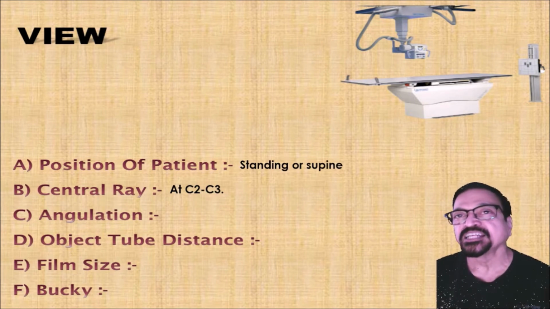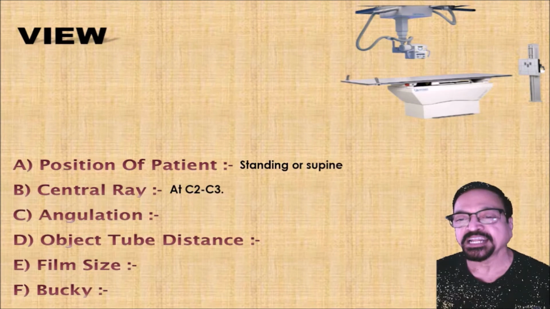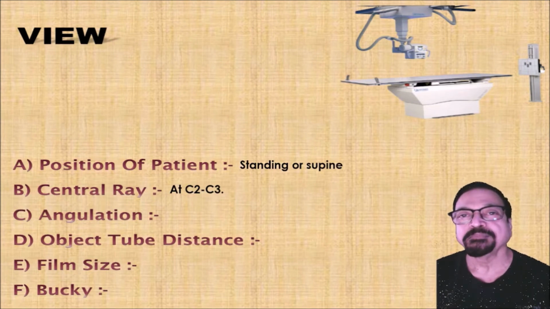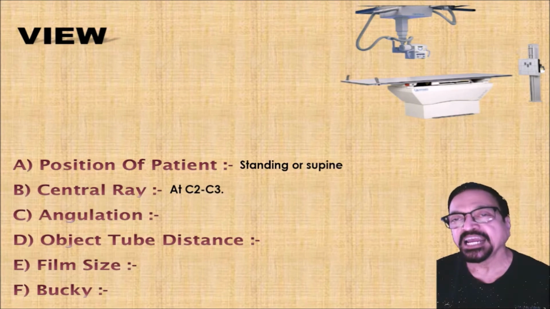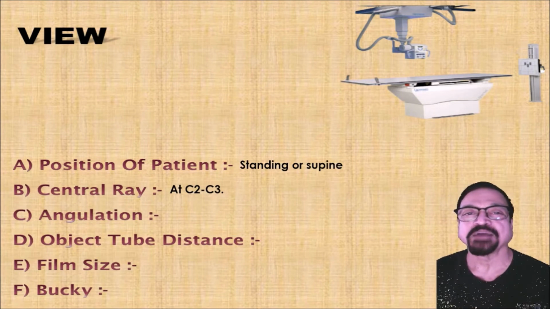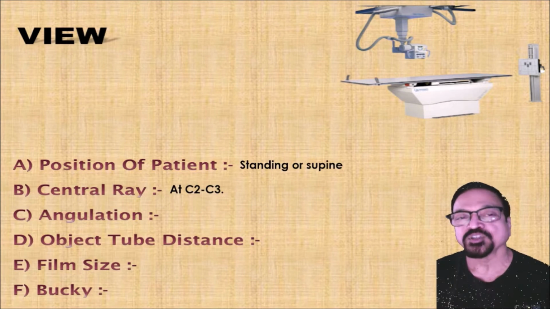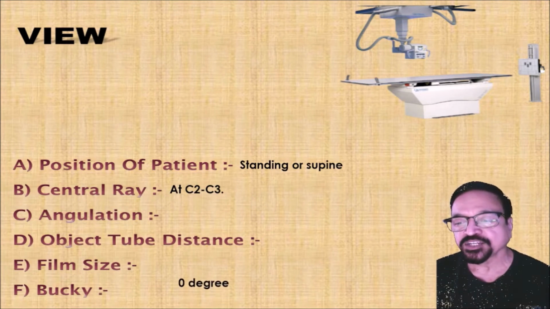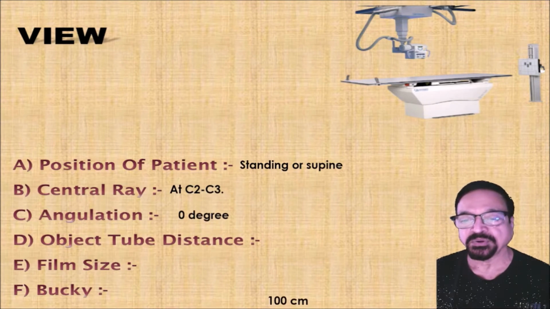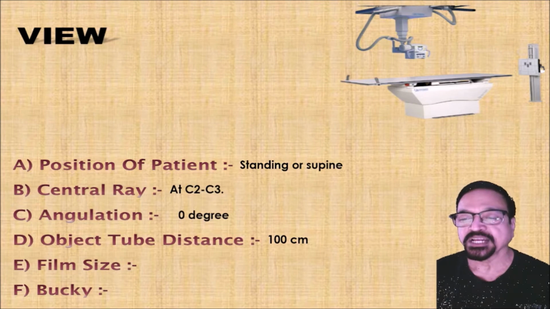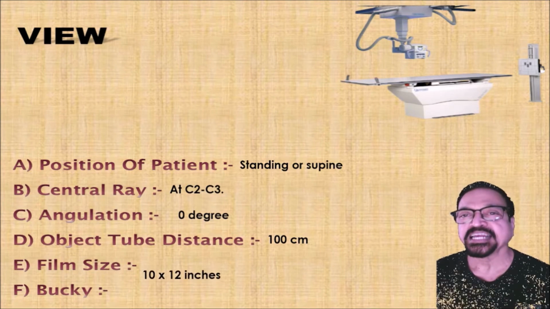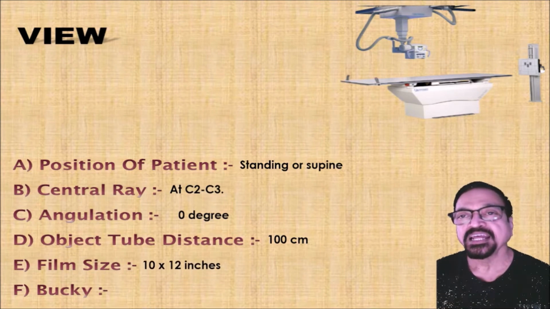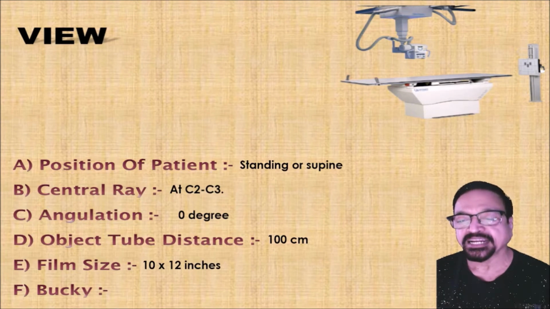supine position. Certain positions need to be done sitting or standing, especially the cervical spine lateral, because if we make the patient prone or supine, a true lateral projection of the cervical spine is usually difficult because of anatomical limitations. Now the central ray has to be at C2, C3, with no angulation, that is angulation 0. Subject to source distance should be 100 centimeters, or you can say the film to the X-ray tube should be 100 centimeters.